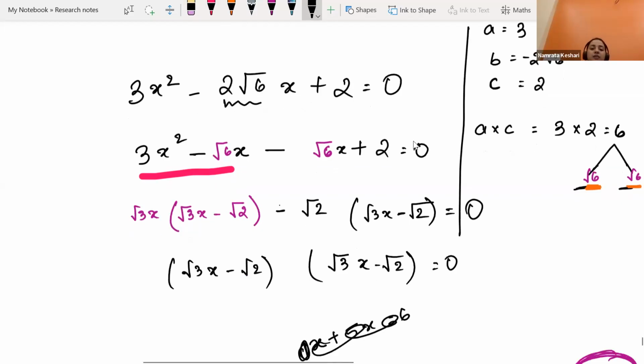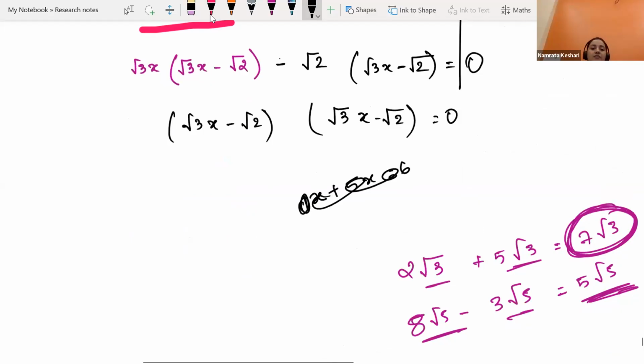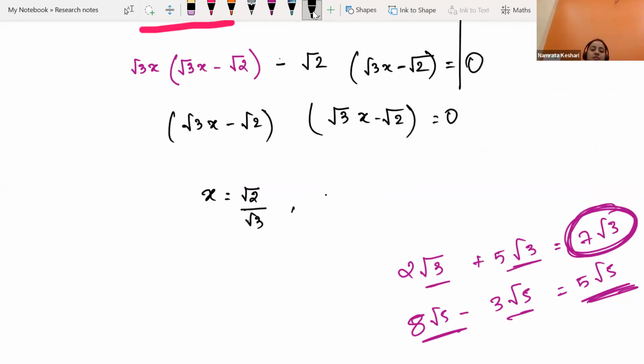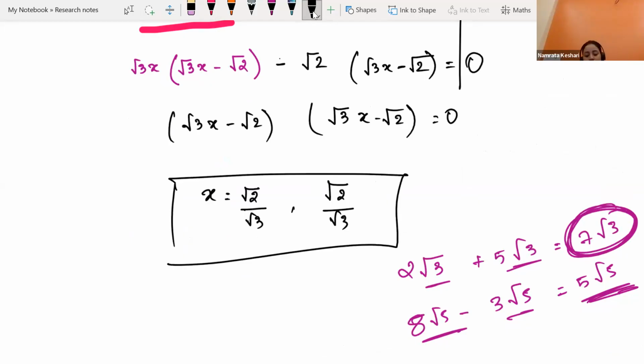X value will be final. So we are going to get the x value, Zoha. The first x will be plus root 2 divided by root 3. The second one will be plus root 2 again divided by root 3. Same. Yeah, these are the two x values we are getting. Let's do a few more questions. Just a second.